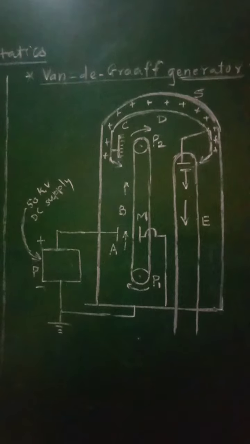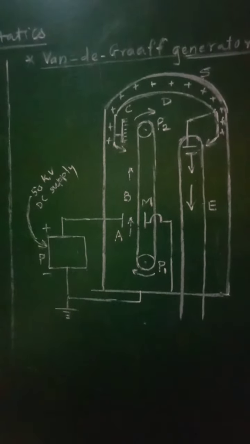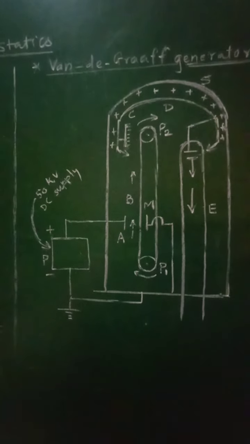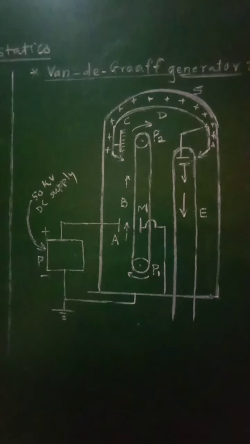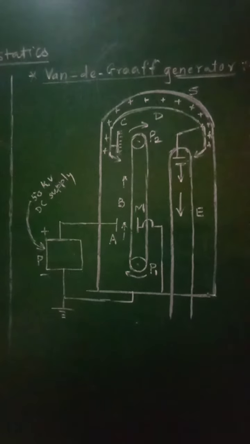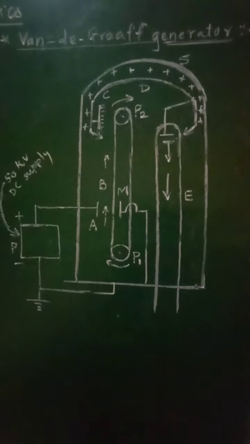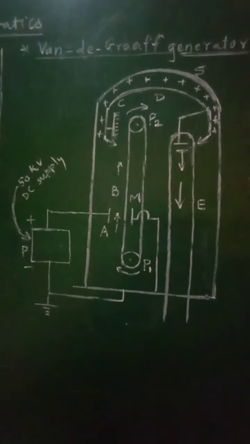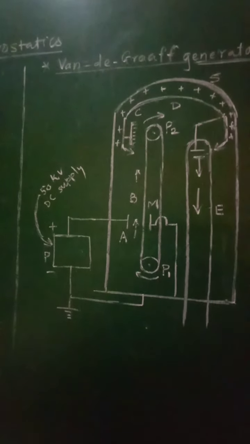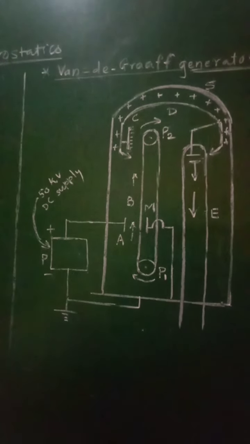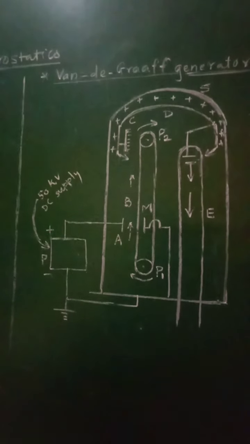The electric motor connected to pulley P1, which is not shown in the diagram, is switched on, which rotates the conveyor belt into motion. So due to running of pulley P1, the belt will run over the pulleys. Then the DC supply P is made on. Then from the pointed end of the spray brush A, the positive charge is continuously sprayed on the belt B.